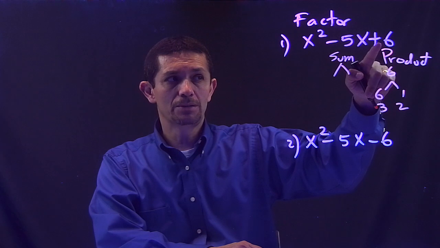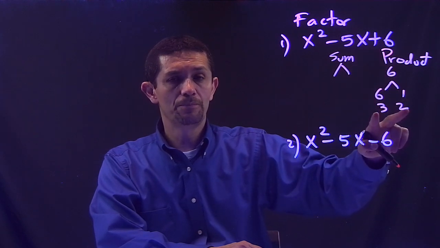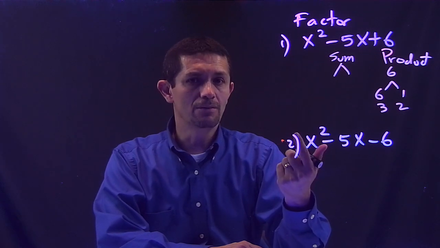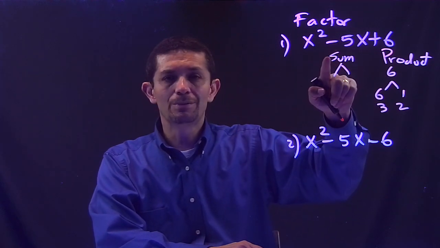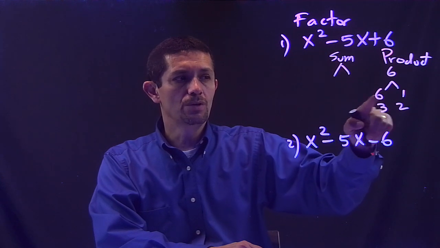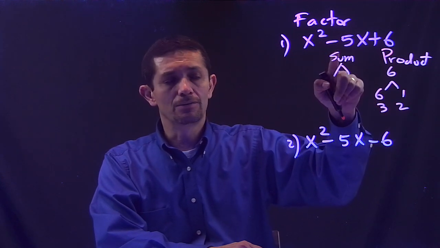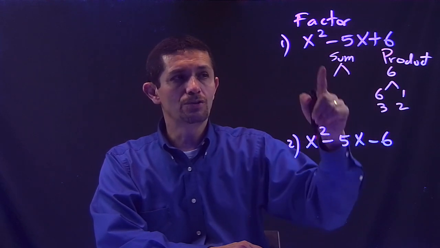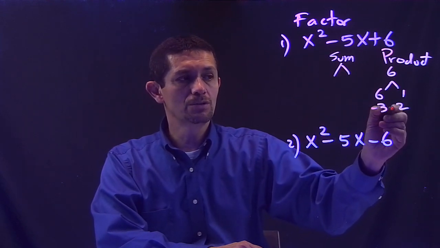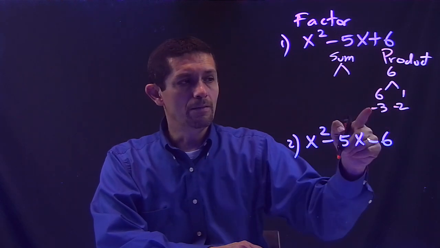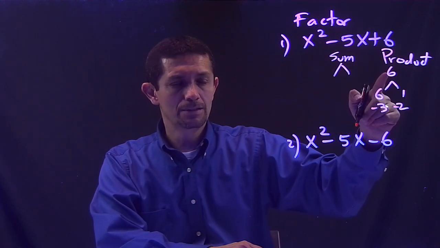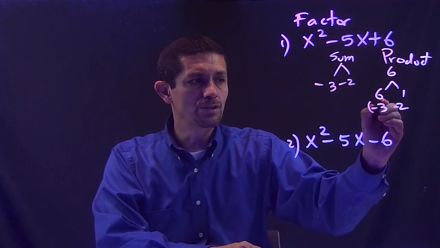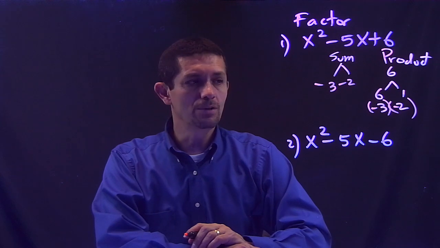You get a positive 6 by multiplying two positive numbers, or by multiplying two negative numbers. The reason I'm saying two negative numbers is because your sum is negative 5. 6 plus 1 is not negative 5. 3 plus 2 is 5, not negative 5. So in order to get a negative 5, these two numbers have to be negative. Negative 3 times negative 2 is positive 6. Negative 3 minus 2 is negative 5. So these are my two numbers, negative 3 and negative 2.